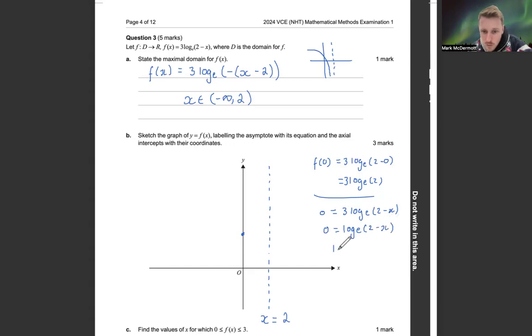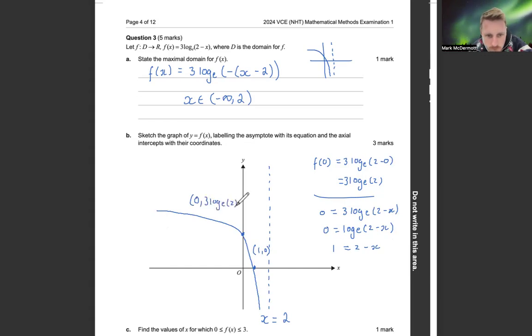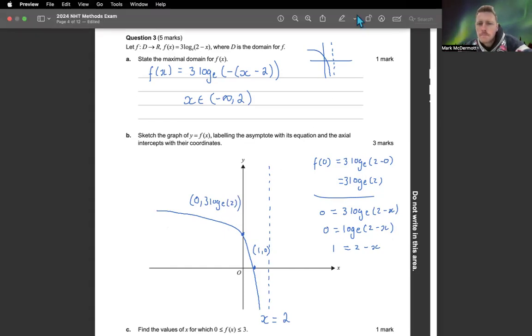All right, e to the 0 is 1. Raise both sides to the power of e. So you get 1 equals 2 minus x. 2 minus what equals 1? 1. So there must be an intercept here. So I reckon the graph looks like, and I'm going to butcher this drawing, I reckon it looks like that, and this is at (1, 0). And this is at (0, 3 log e of 2). I think that looks pretty good.